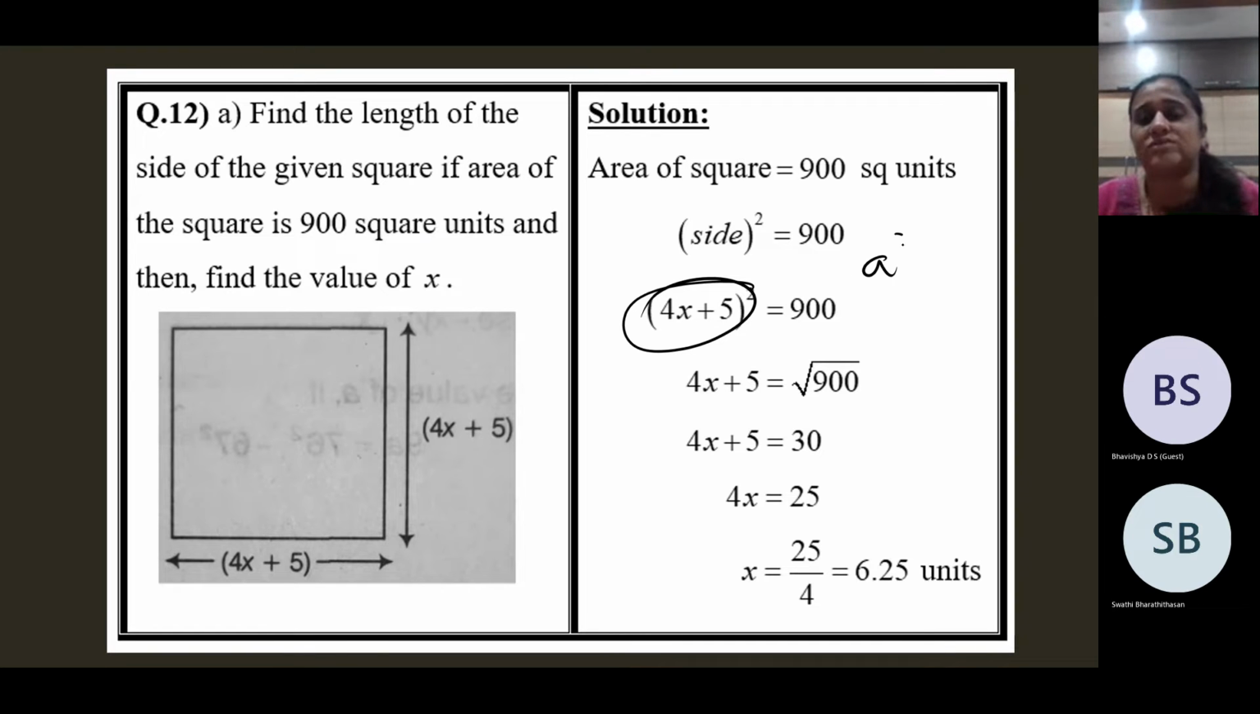It's like a square is equal to 900, so a will be equal to the square root of 900. So 4x plus 5 is equal to square root of 900, which is 30. 4x plus 5 is equal to 30. 4x is equal to 30 minus 5, 25. So x is equal to 25 by 4, which is 6.25. That's all. Very simple.